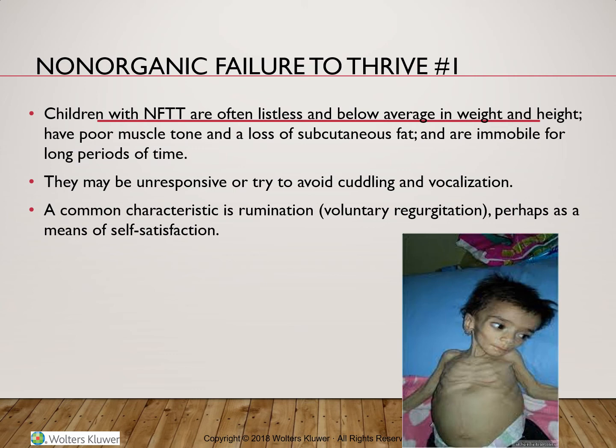Children with non-organic failure to thrive often may be seen as difficult or irritable babies because they're so listless and passive and do not seem to care about feelings. They exhibit something that is very typical and is called rumination. That's a voluntary regurgitation, probably as a means of self-satisfaction when the desired response is not received from a caregiver.